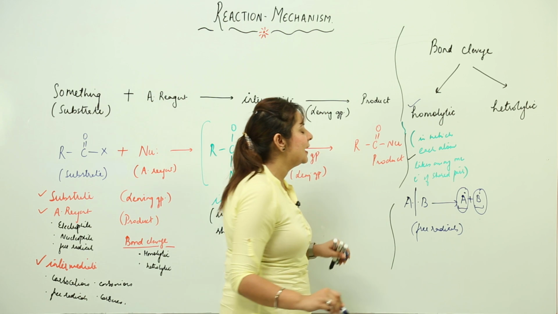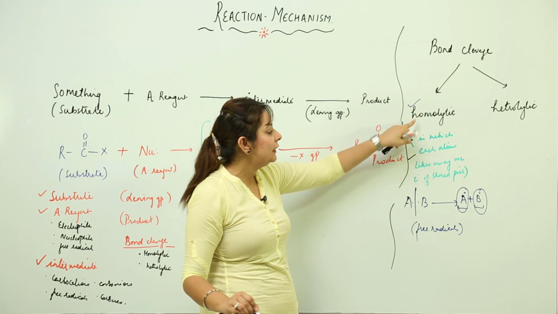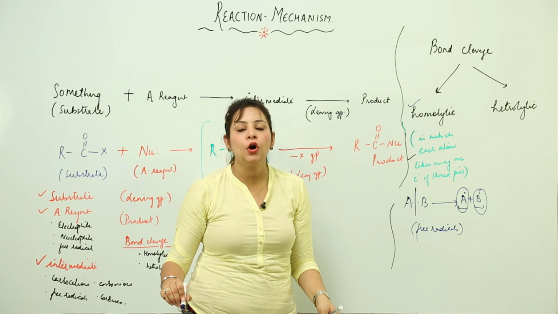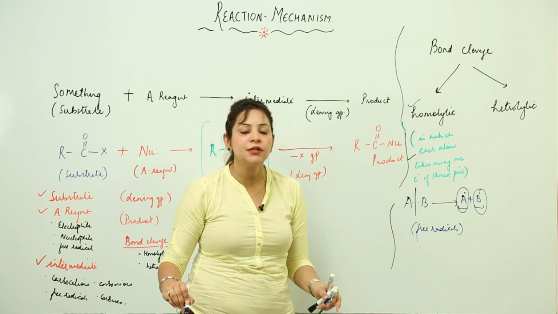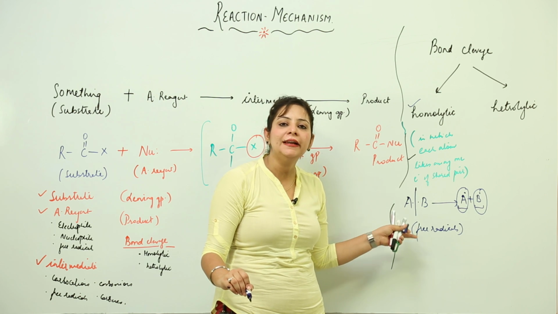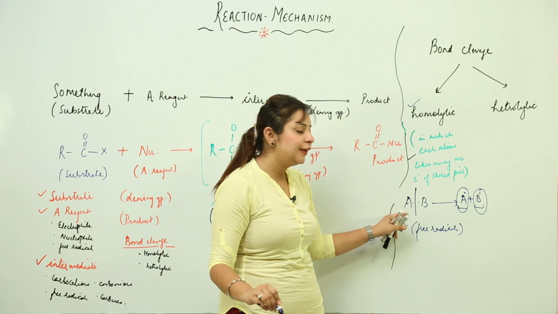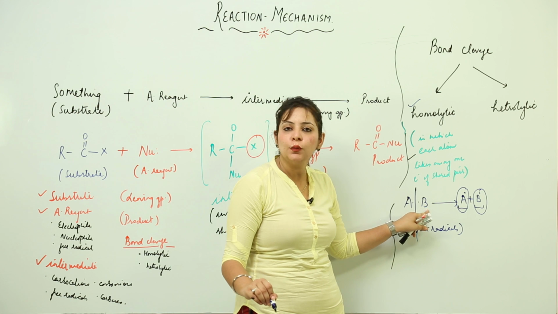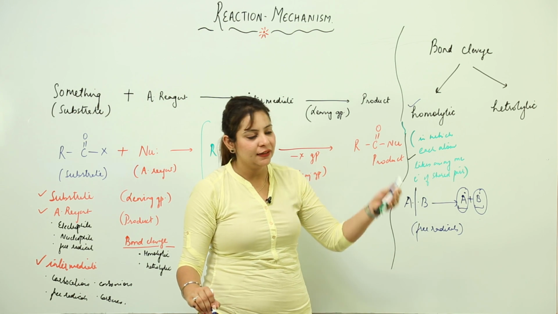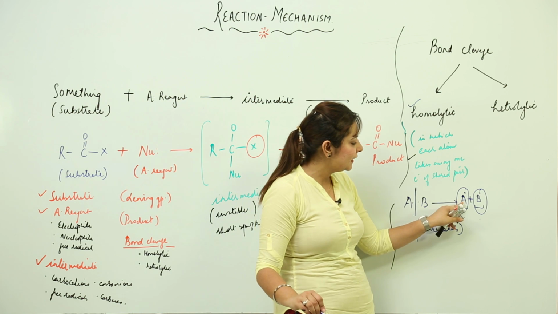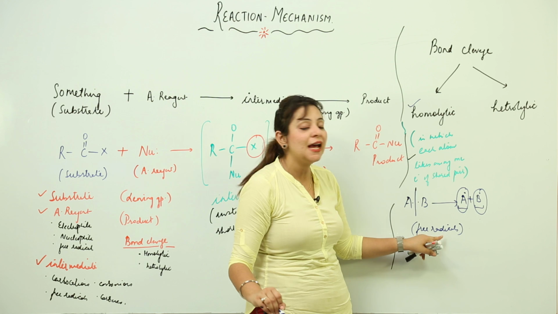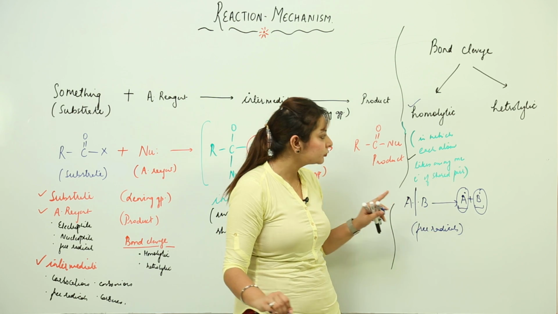So homolytic fission is the one in which the bond fission occurs in such a way that each atom takes away one electron of the shared pair. So it takes one electron and the other also takes one electron. That means they take an equal number of electrons with them when the bond is cleaved. As you can see, this is A with an unpaired electron, B with an unpaired electron. So this is actually a free radical.